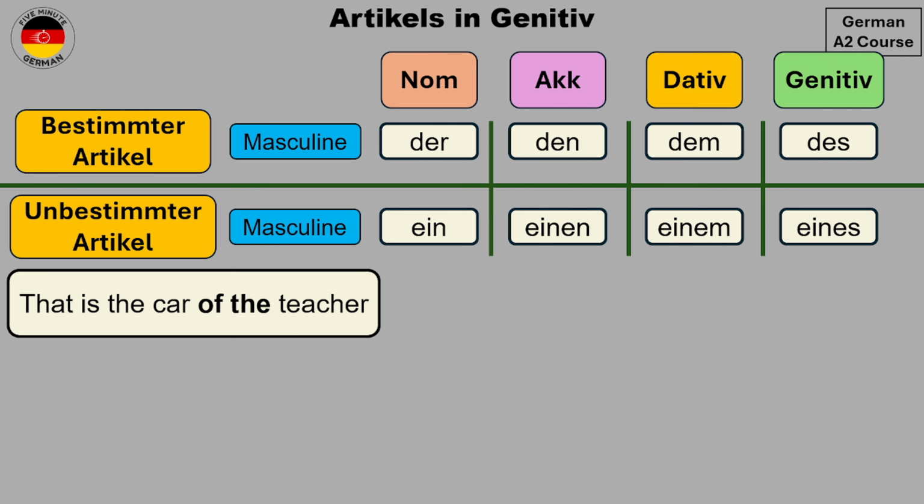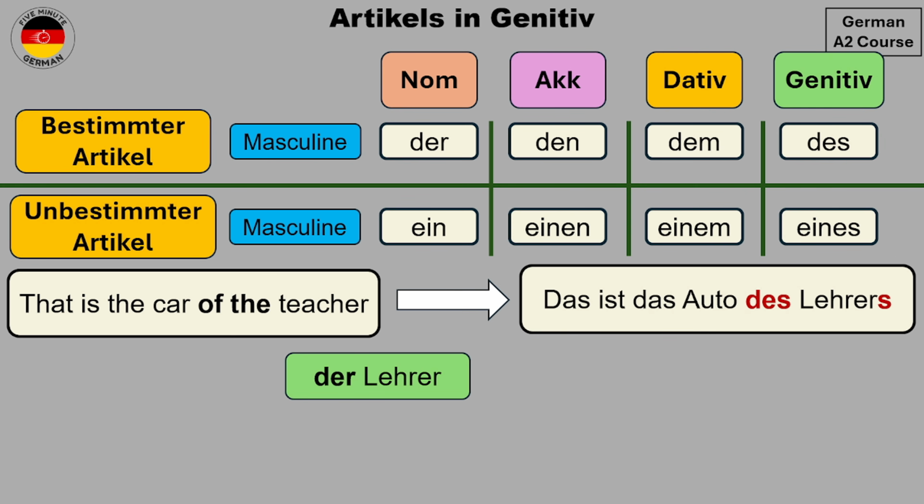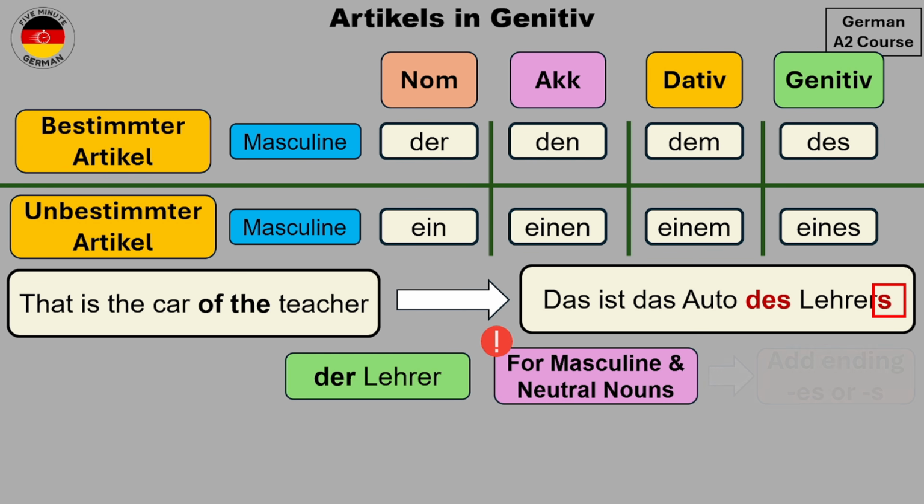So teacher over here is a male teacher, which is der Lehrer. So this sentence will be written in German as, das ist das Auto des Lehrers. That is the car of the teacher. So you see, I have used des over here, which is the genitive bestimmte article for masculine, and I have also added the ending s over here, which is what I told you earlier, that for masculine and neutral nouns in genitive, we will add the ending as or s.